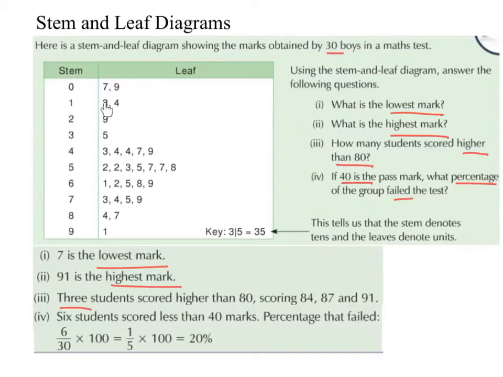So there are 1, 2, 3, 4, 5, 6 of them. So 6 students scored less than 40 marks. So we need to find what 6 students is as a percentage of the total. So remember, there are 30 students in total. So we're going to say 6 over 30 multiplied by 100 is going to give us 20%. So 6 students scored less than 40 over a total number of 30 students and multiply by 100 to get a percentage, which gives us 20%. So 20% of the students failed the test.